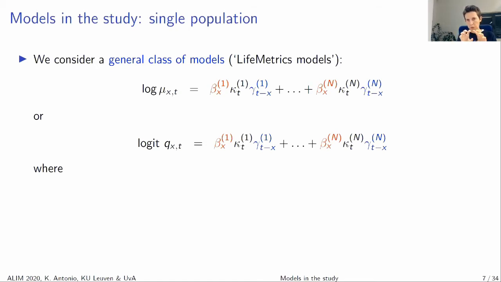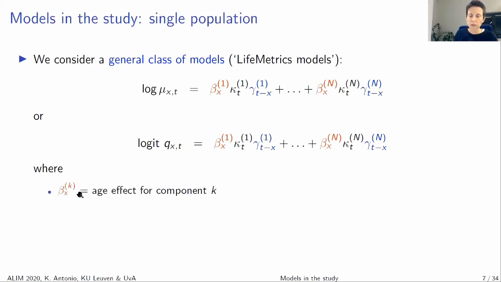Now, so these are the major building blocks that we use in the specification of these LifeMetrics models. As I already mentioned, we can build these models at the level of the logarithm of the force of mortality, or we could use the logit of the mortality rate, the qxt, and use the parametric specification of the single population stochastic mortality model at the level of this logit of qxt.